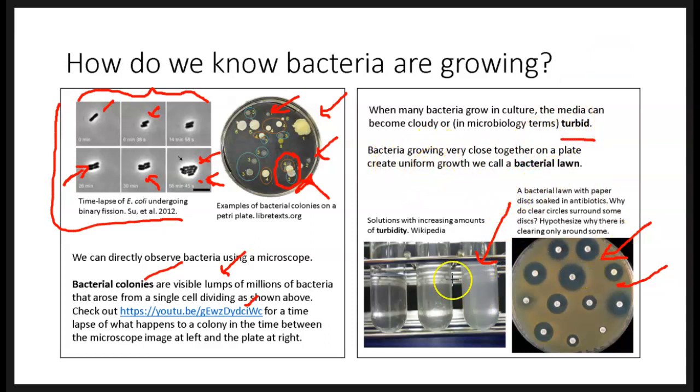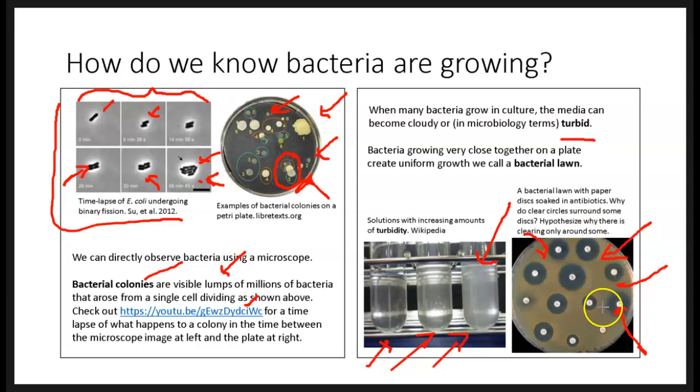So one of the things that we can do is use that turbidity as an indication of growth. As bacteria grow, the more turbid a liquid culture is, the more bacteria there are. But also if we look at growth on the plate, we can see this cloudy portion where the bacteria are growing. We can also see on this particular plate that there are areas where the bacteria aren't growing.